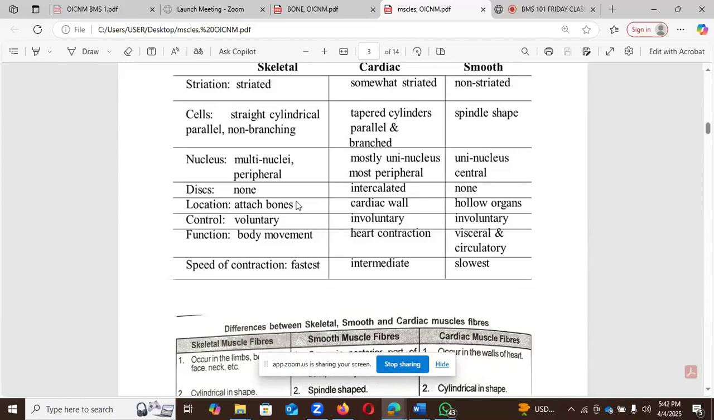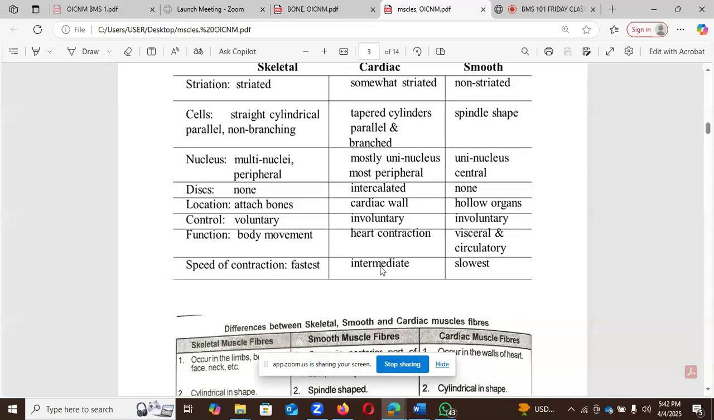This one is attached to bone. This one is the heart cell. This one is found in the hollow organs, internal organs. This one is voluntary, involuntary, involuntary. This one provides body movement, heart contraction, circulation, and intestinal organ movement. This one, in terms of energy, it is fast. This one is intermediate. This one is slow.